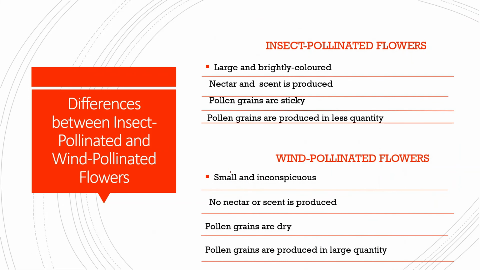Differences between insect pollinated and wind pollinated flowers. Insect pollinated flowers: large and brightly colored, nectar and scent are produced. Pollen grains are sticky. Pollen grains are produced in less quantity. Wind pollinated flowers: small and inconspicuous, no nectar or scent is produced. Pollen grains are dry. Pollen grains are produced in large quantity.